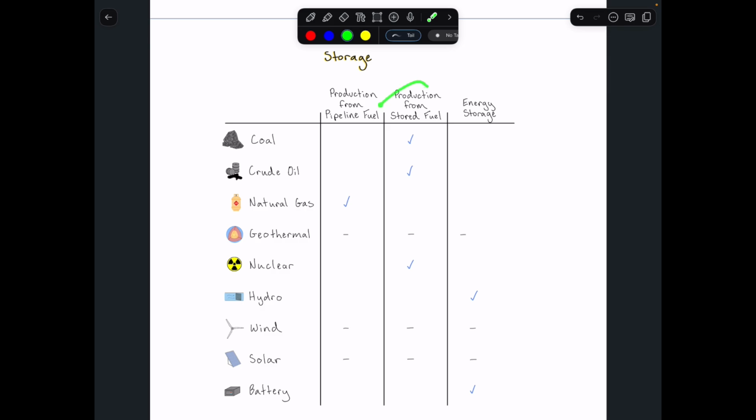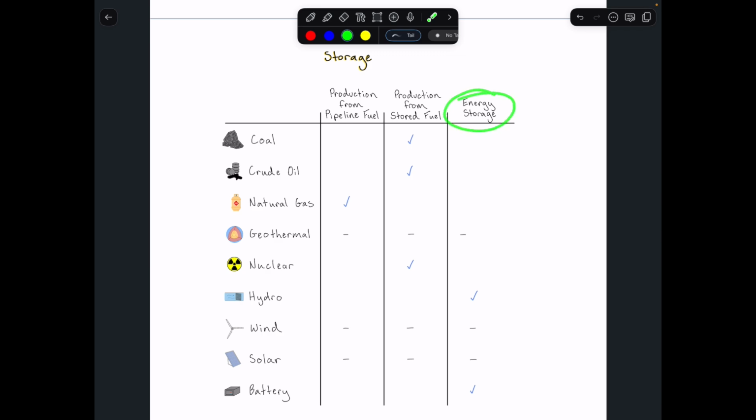Then there's production from a stored fuel. So this is being able to store it in barrels or in large containers on site. And this is applicable to nuclear, crude oil, and coal. Coal can just be stored in these very large metal containers on site. Crude oil can be stored in large metal barrels, and then nuclear fuel is stored in fuel assemblies, like we had discussed in the nuclear lecture.